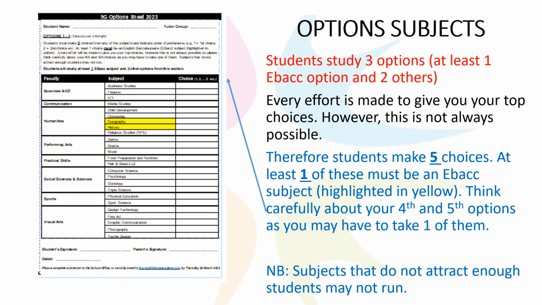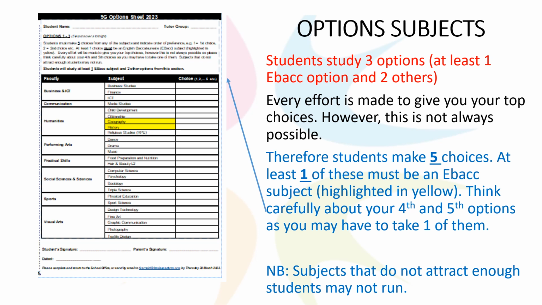So this is what the options choice sheet looks like. It's at the back of your booklet and needs to be detached and returned to Mrs. Yarnold in the admin area by the end of this term. You can see here that although you only study 3 options, including your EBAC option, you do still have to pick 5 and rank them in order of preference, with 1 being your top choice.